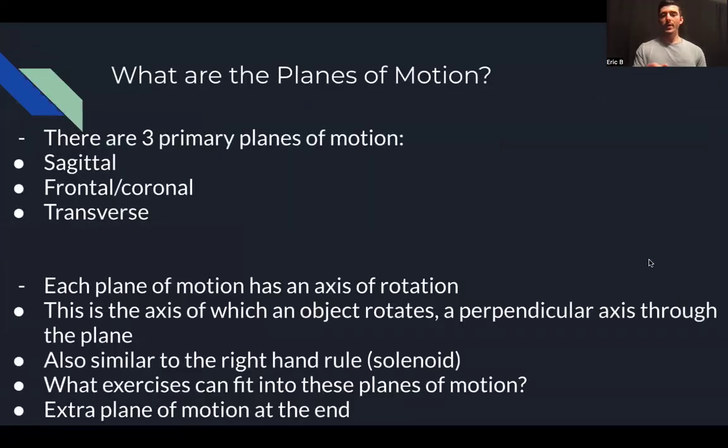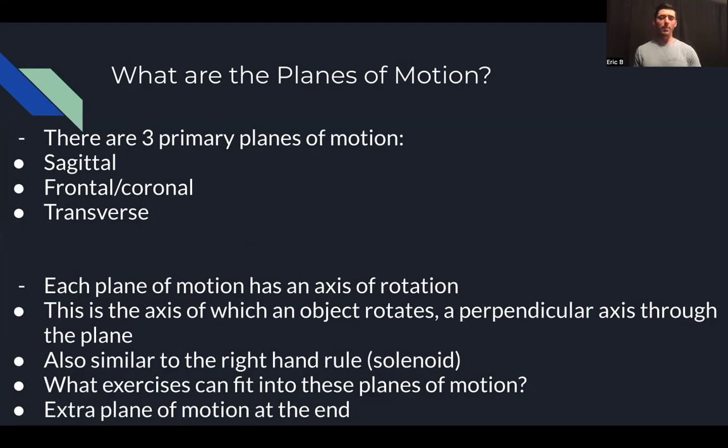So, what are the planes of motion? The three primary planes of motion are the sagittal, which divides the body typically into right and left halves, the frontal or coronal plane of motion, which typically divides the body into front and back or anterior posterior, and the transverse plane of motion, which typically divides the body into superior top and inferior bottom.